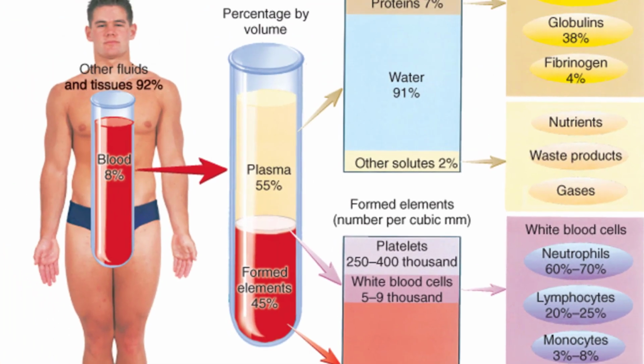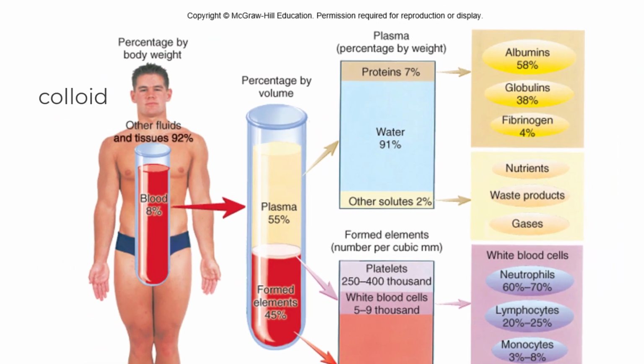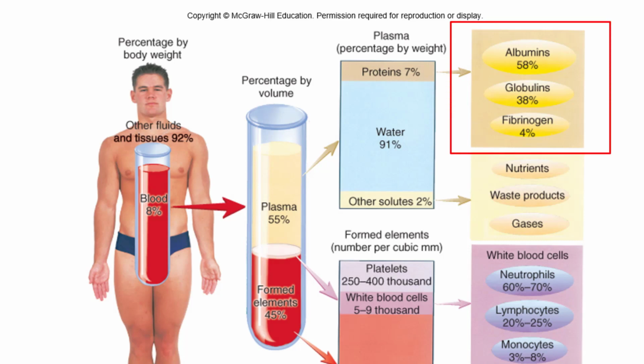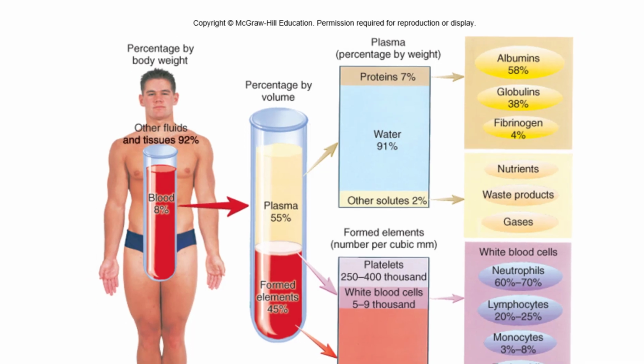So the formed elements make up about 45% of the blood, and the remaining 55% is the plasma. The plasma is mostly water and contains none of the formed elements, but it does contain plasma proteins. It's considered a colloid because it's a liquid with suspended particles. The plasma proteins are albumin, globulin, and fibrinogen. The plasma also transports nutrients, waste products, hormones, and enzymes.